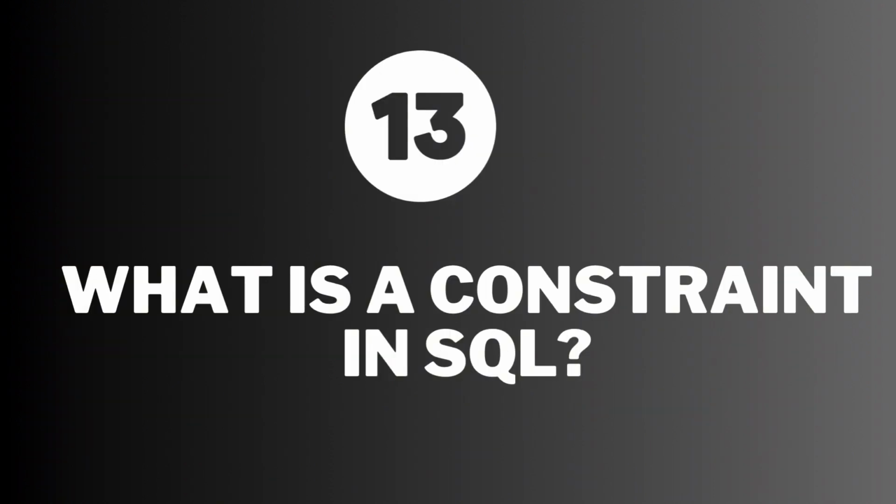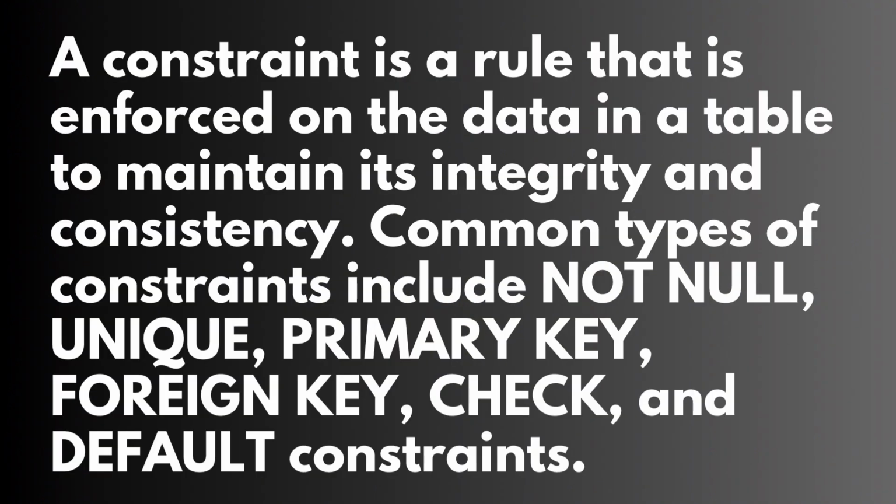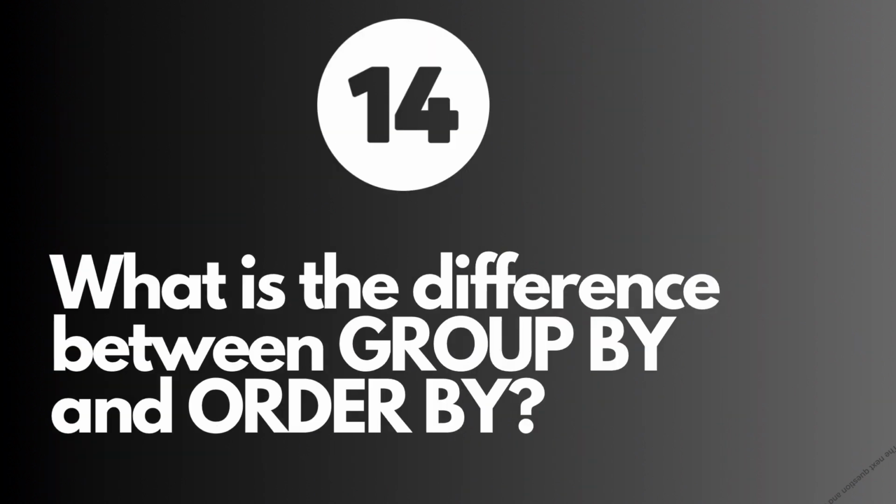13th interview question and answer. What is a constraint in SQL? A constraint is a rule that is enforced on the data in a table to maintain its integrity and consistency. Common types of constraints include NOT NULL, UNIQUE, PRIMARY KEY, FOREIGN KEY, CHECK, and DEFAULT constraints. Constraints in SQL are like rules you set for data in a database, ensuring it behaves as expected, like preventing invalid entries. The next question and answer will be the last for this part.